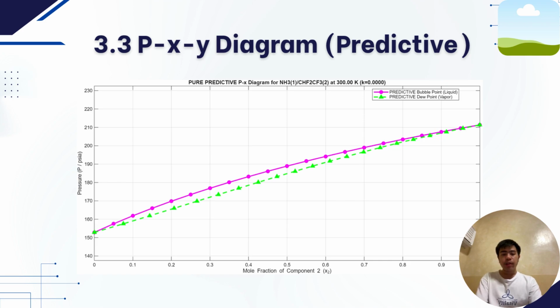Here is the purely predictive PXY diagram calculated at 300 Kelvin, assuming a binary interaction parameter of K sub 1 2 equal to 0. While the general trend and shape of the VLE envelope are captured, we can see the predictive curves lie slightly lower than what is expected, illustrating the limitations of using a zero interaction parameter. This result serves to emphasize why regression against experimental data is essential to accurately model complex mixtures.